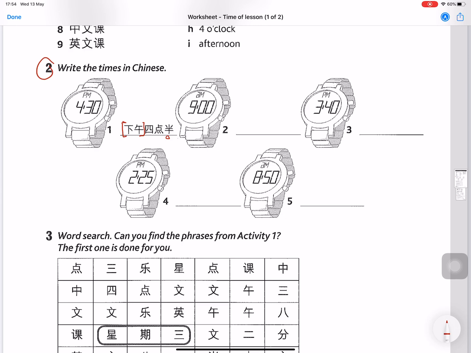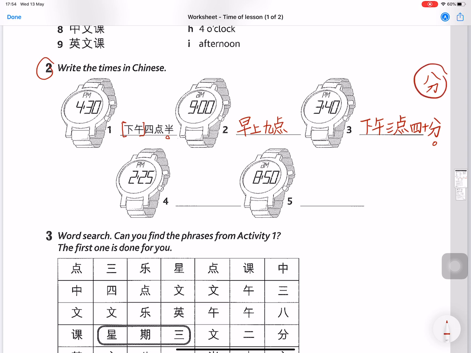Second one, 9 a.m. it should be 早上9点. 3:40 p.m. so that should be 下午3点40分. Okay, some of you, when you write the word 分, you do it like that. No, it's not correct. So this bit should not go up, so it should be fully kept down.